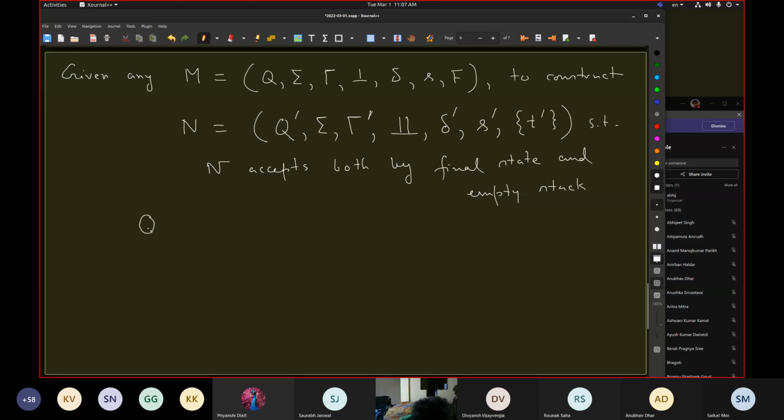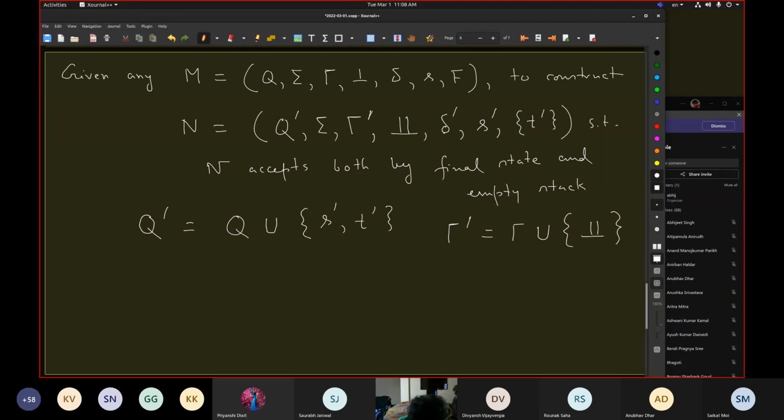So to Q prime, to Q, I add these two extra states, S prime and T prime, which are not in Q. Sigma is same. Gamma prime will be this, but it uses a new bottom marker. Delta prime I will tell. S prime is this S prime, T prime is this T prime. The unique final state is T prime.